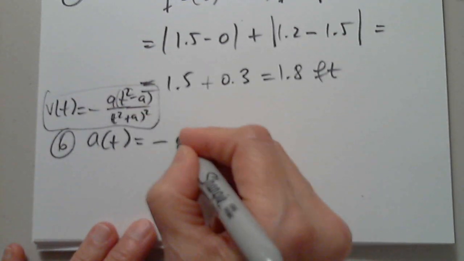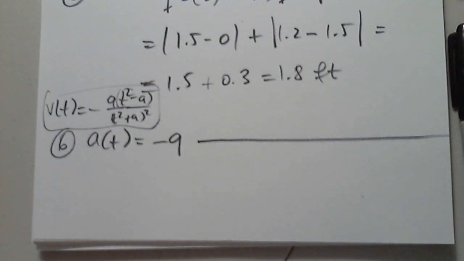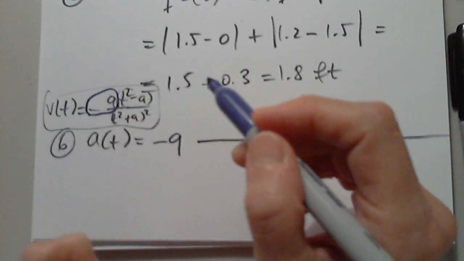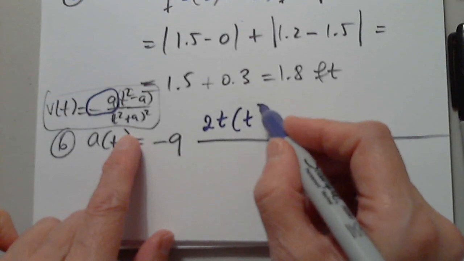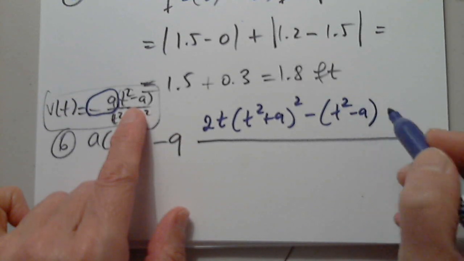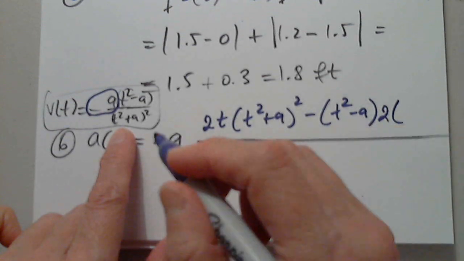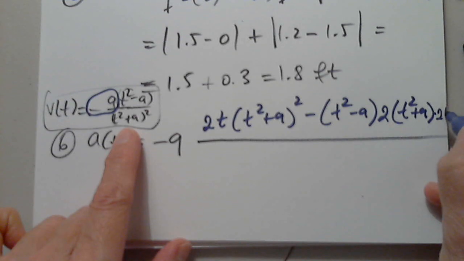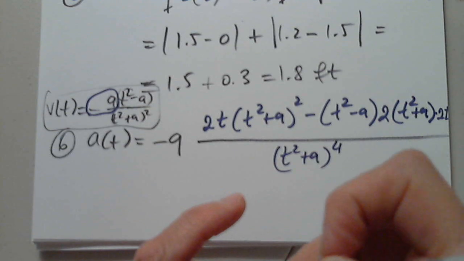Okay, so I'll keep the negative 9 outside. And then I will differentiate using the quotient rule. So this is negative 9 staying outside. The top function prime, 2t, times the denominator, minus the numerator times the denominator prime, bring down 2, subtract 1 from the power, times the inner function prime, which is 2t, over t squared plus 9 to the 4th power.